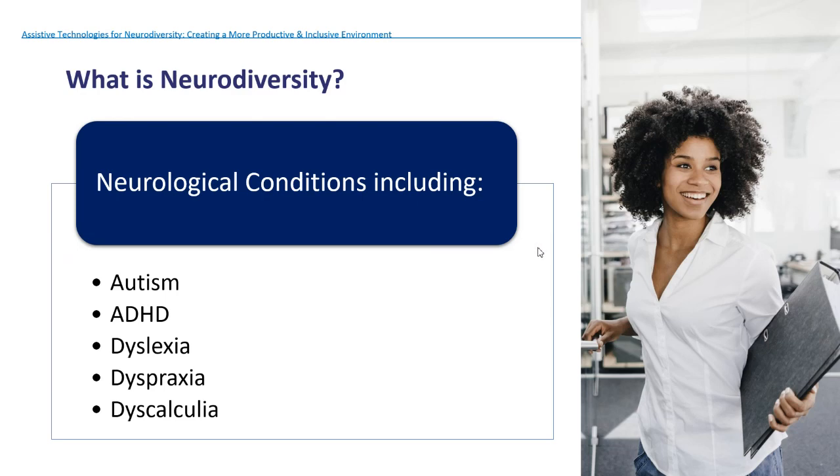Now, there are other conditions that come under neurodiversity, but those aren't the ones that we will be looking at. You might have heard of Tourette syndrome and even OCD, obsessive compulsive disorder, but it depends on where you're reading. So it's not always covered under neurodiversity.